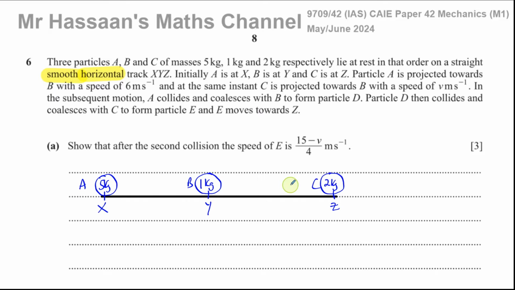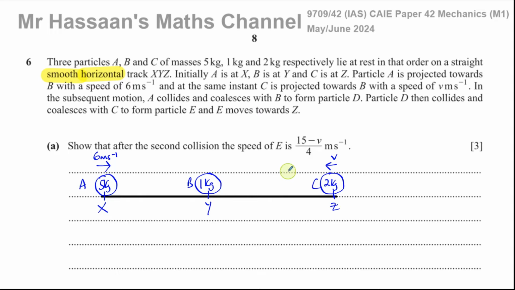So initially, particle A is projected towards B with a speed of 6 meters per second. And at the same instant, C is projected towards B with a speed of V meters per second, in this direction.